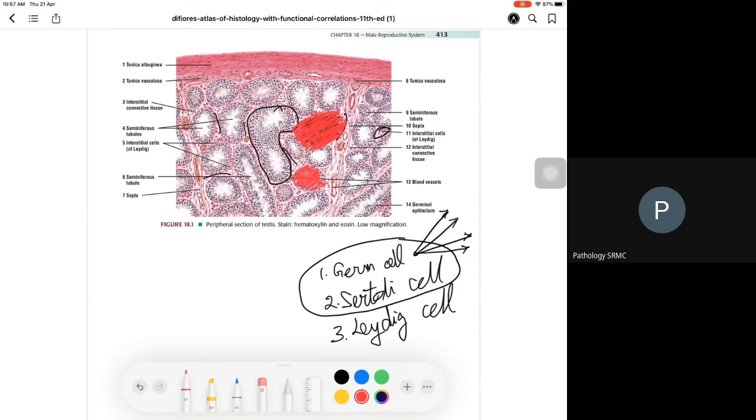And in these cases, the Leydig cells will become more prominent because of the atrophy of the seminiferous tubules. So we cannot call it true Leydig cell hyperplasia. It is pseudo Leydig cell hyperplasia because they look prominent as the seminiferous tubules are atrophic.